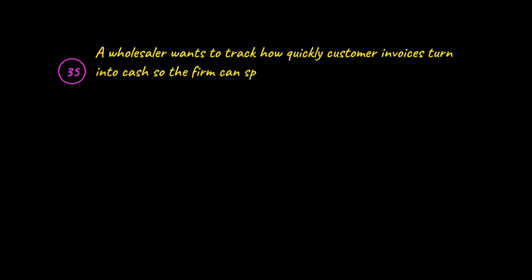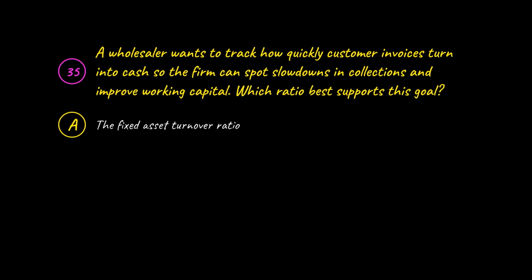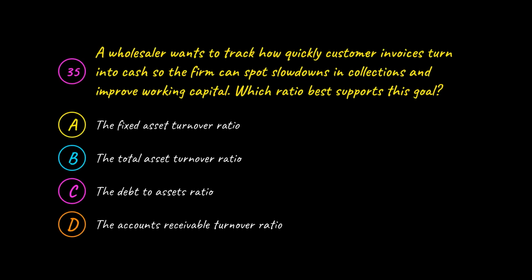Question 35. A wholesaler wants to track how quickly customer invoices turn into cash, so the firm can spot slowdowns in collections and improve working capital. Which ratio best supports this goal? Your options are A. The fixed asset turnover ratio, B. The total asset turnover ratio, C. The debt to assets ratio, D. The accounts receivable turnover ratio. Before I reveal it, which one do you think is right?